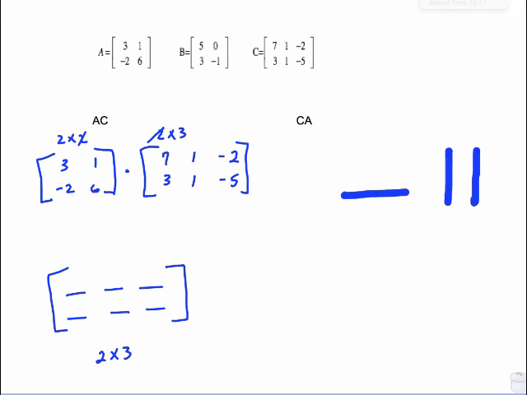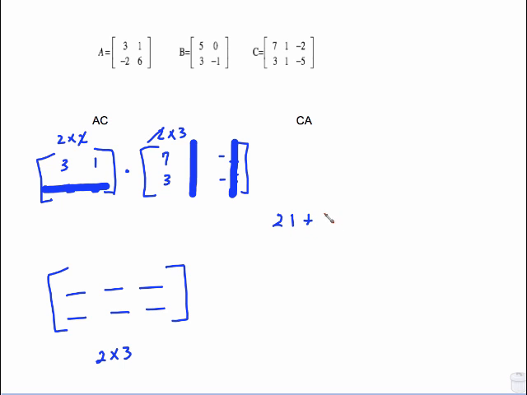So, covering some things up, keeping the first row. Now I need 2 of these little covers because I want to isolate and just do the first row times the first column, and it will go in the first row, first column position. 3 times 7, which is 21, plus 1 times 3 is 3, gives me 24 right here. Keeping that first row uncovered, I need to move this cover over so that we're looking at first row times second column. So that is 3 times 1 is 3, plus 1 times 1 is 1, gives me 4.